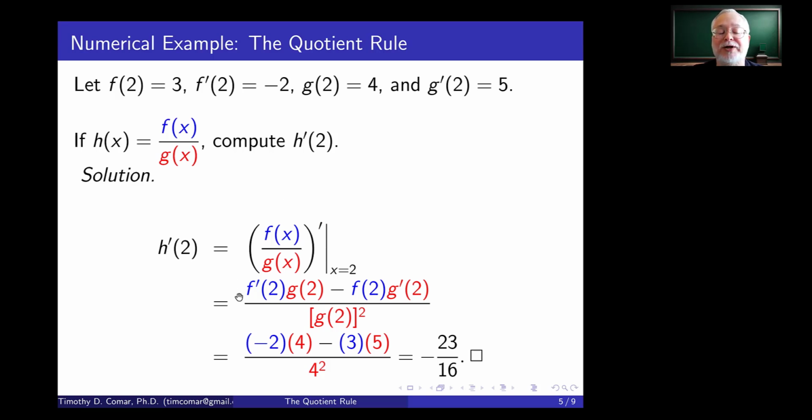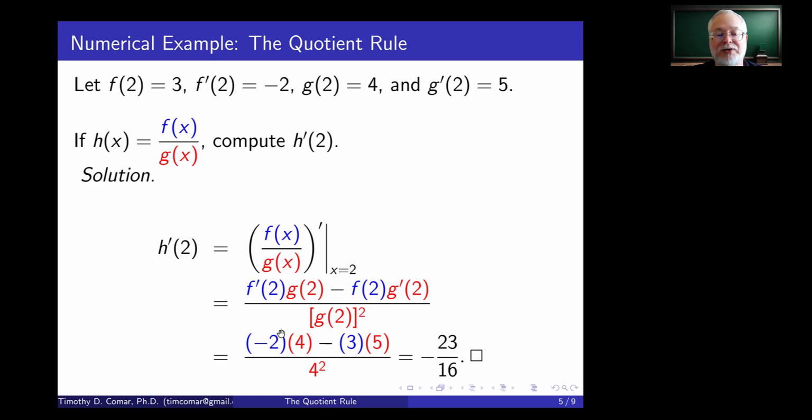So here, we're going to write out the quotient rule formally and substitute in 2 for the x here. And again, we have the derivative of f evaluated at 2 times g of 2 minus f of 2 times g prime of 2 divided by g of 2 squared.